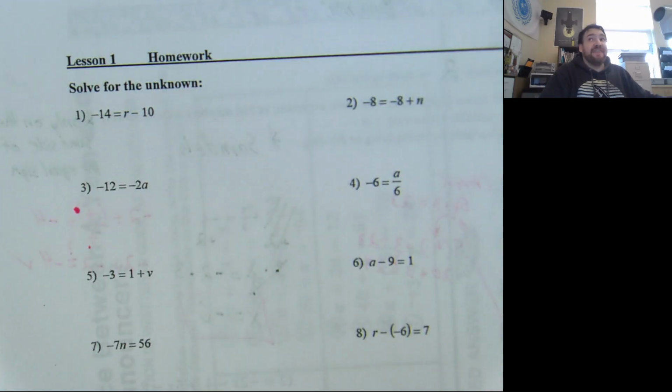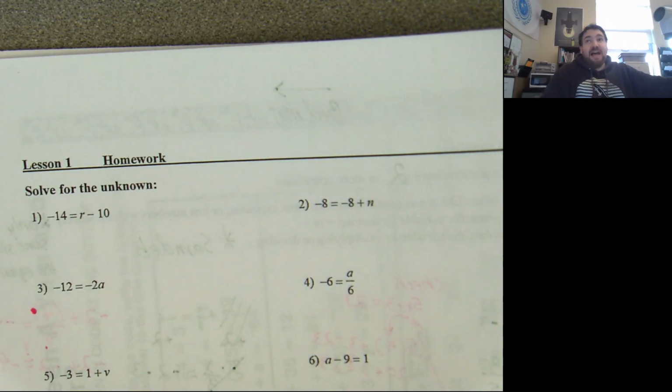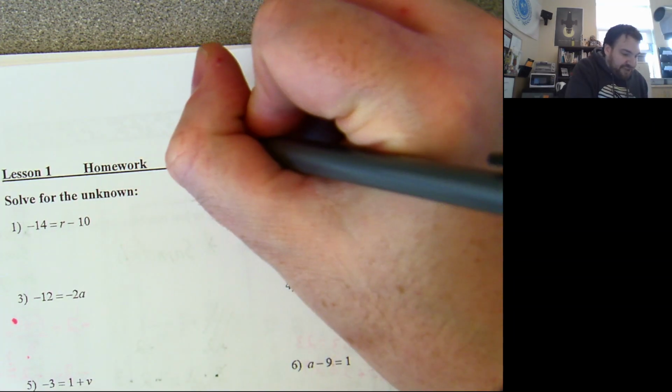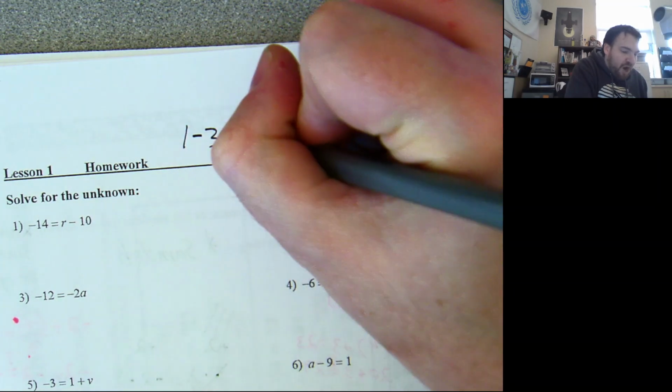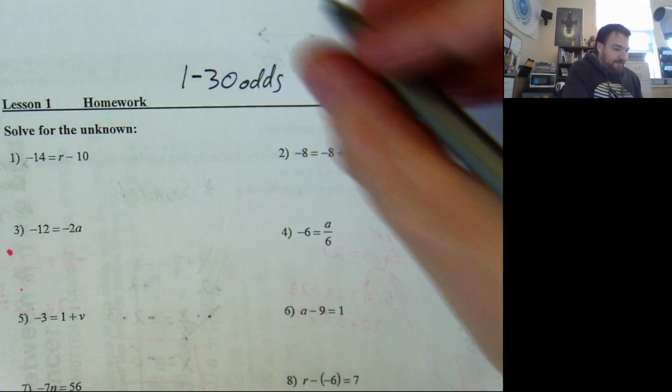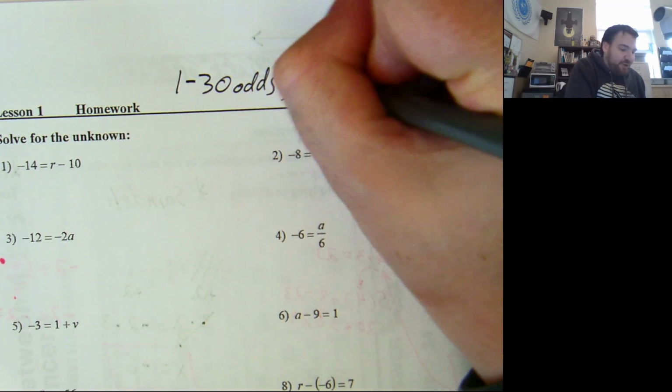Here's what I want you to do. I'm going to assign the following. That's it, those are my examples. I'm going to assign you a chunk of homework. Here it is. I want you to do questions numbers 1 to 30 odds. So that's half the questions. And I want you to do question number 16.